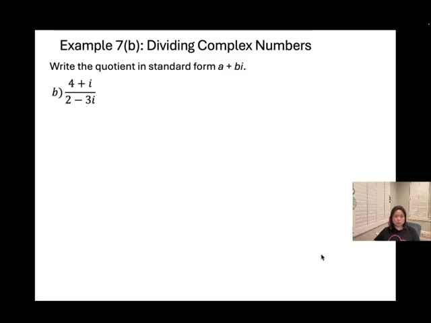Okay, part B. On the denominator, we do have the complex number a plus bi. So what we're going to do is multiply by the conjugate of the denominator. Remember the conjugate: when you have 2 minus 3i, the conjugate will be 2 plus 3i.